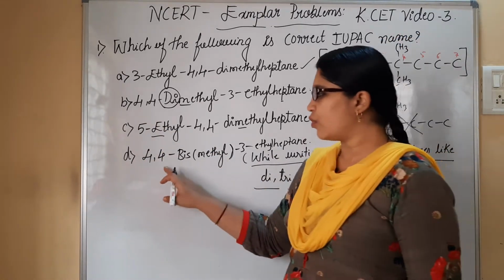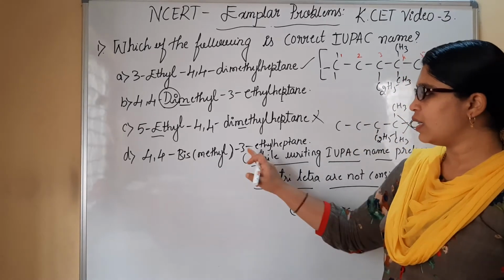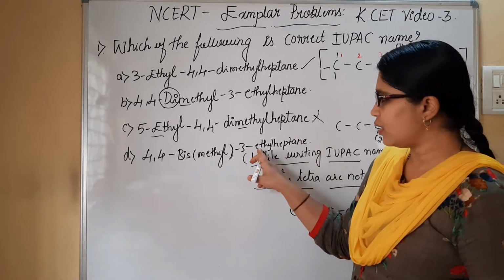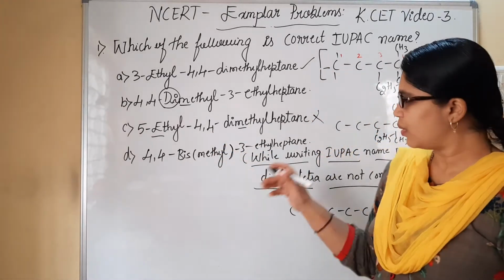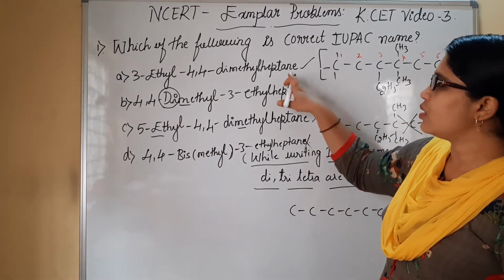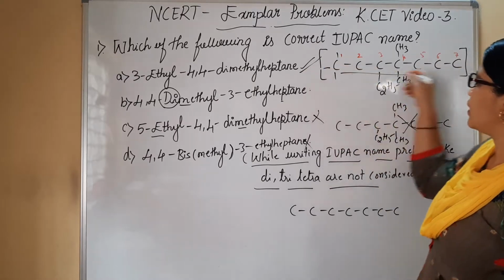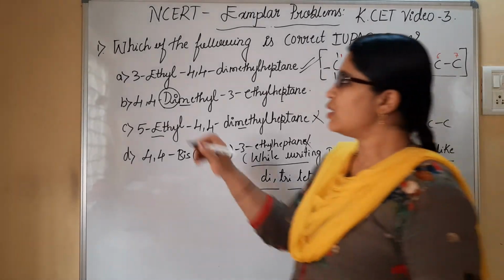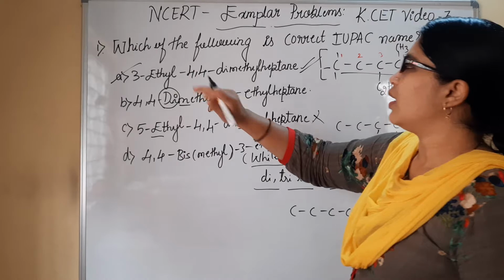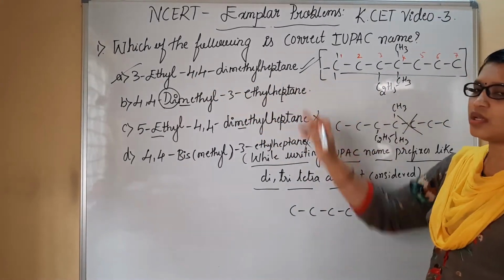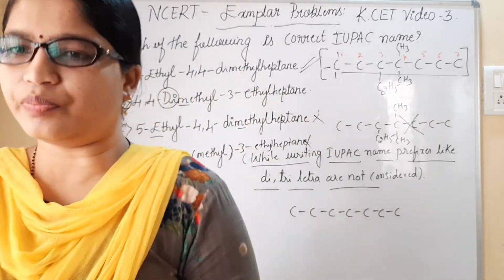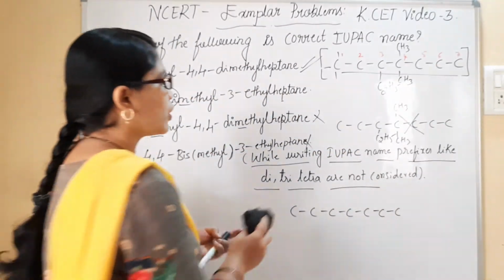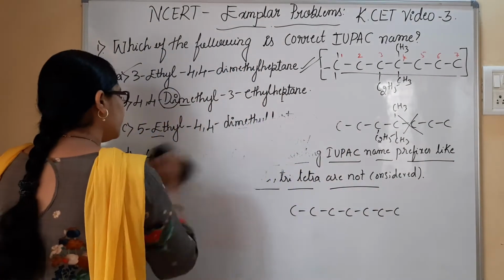Then we have 4,4-bis methyl, 3-ethyl. Again ethyl would have got number 4 and methyl would have got the least number. This option is also wrong. This is the only option left. What I have written here, the structure of that molecule, that is the correct one, that is 3-ethyl 4,4-dimethyl heptane. Only this one will be considered as the correct option. So moving to the next one, let me rub this one. Again we go for the IUPAC names itself.